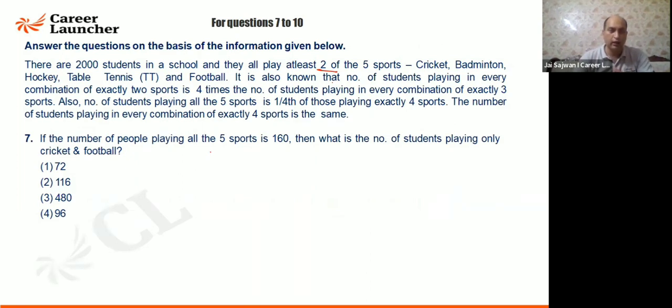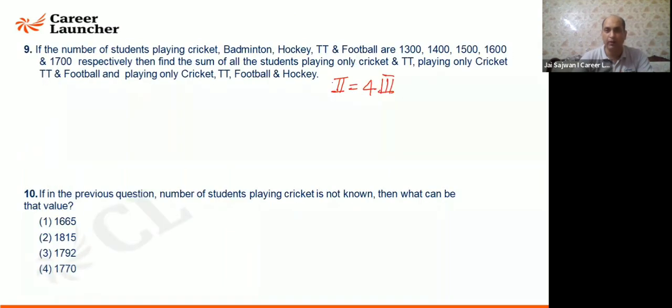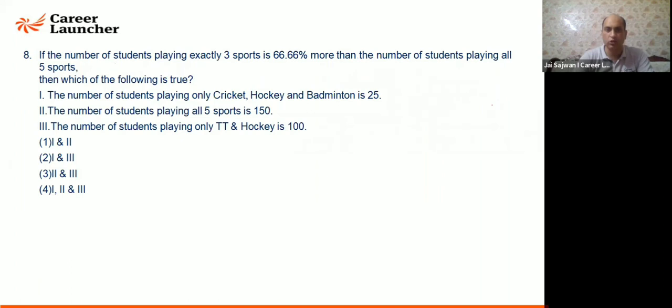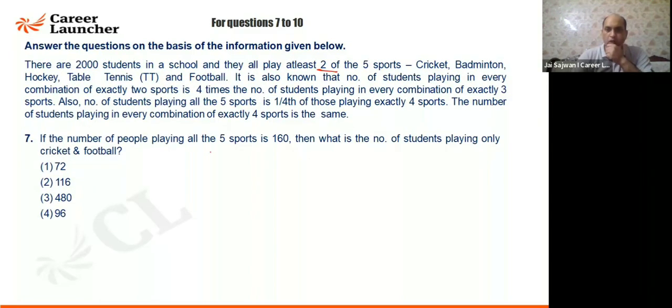Fine. And also the number of people playing all the 5 sports is 1/4 the number of people who are playing 4 sports. So 5 sports is equal to 1/4 of the people who are playing 4 sports. Or if you don't mind, I can say the 4th is equal to 4 times of the 5th. I believe this is also clear. So the number of students playing in every combination of exactly 4 sports is same. It is not only for 4 sports; every combination of the sports is coming out to be same.